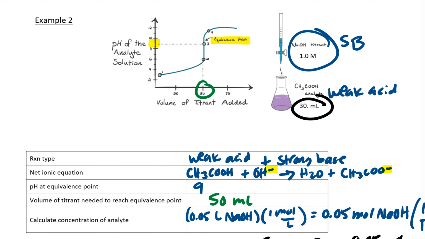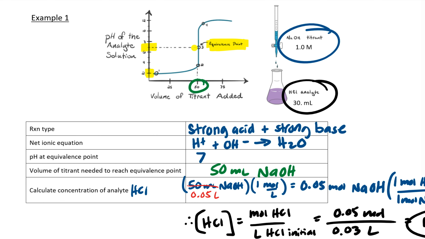At equivalence point in both of these reactions, there's 0 reactants. There's 0 of the weak acid. There's 0 of the strong base left over at equivalence point. In example number 1, there's 0 strong acid, 0 strong base at equivalence point. All that is present in the solution at equivalence point are the two products. And so those two products determine the pH of the solution.